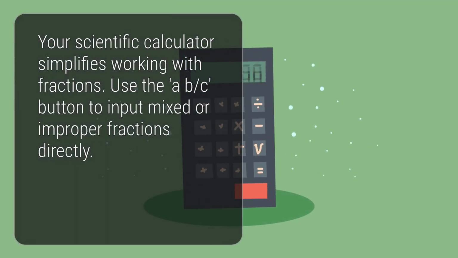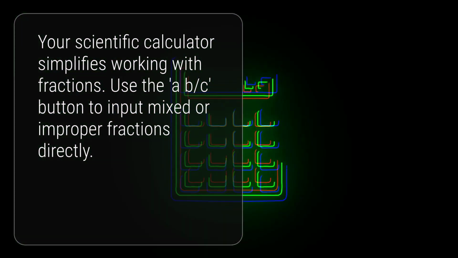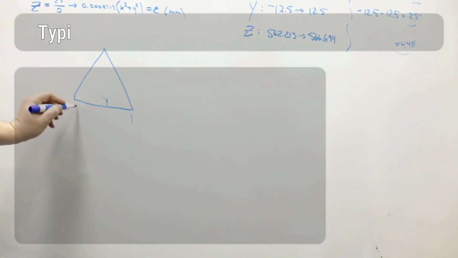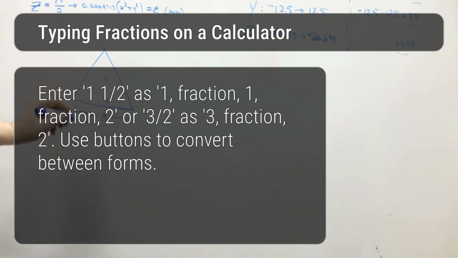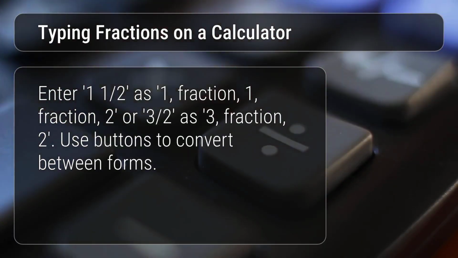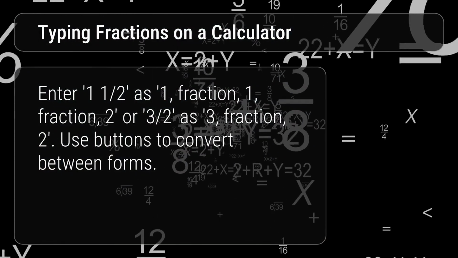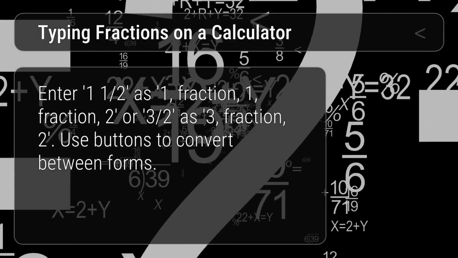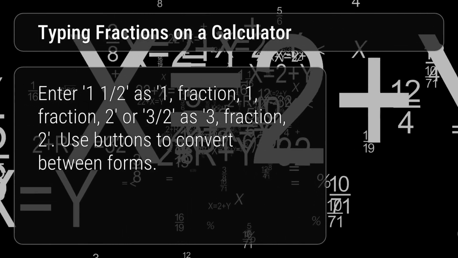Dealing with fractions can sometimes feel a bit fiddly, but your scientific calculator makes it simple. Look for a button that usually looks like a b/c or has a fraction symbol on it. This lets you input mixed numbers or improper fractions directly. You can type in 1 1/2 by pressing 1, then the fraction button, then 1, then the fraction button again, then 2. Or just 3/2 by pressing 3, fraction button, 2. There's also often a button to convert between improper fractions and mixed numbers, and another to switch between fraction and decimal form, often labeled S⇔D.